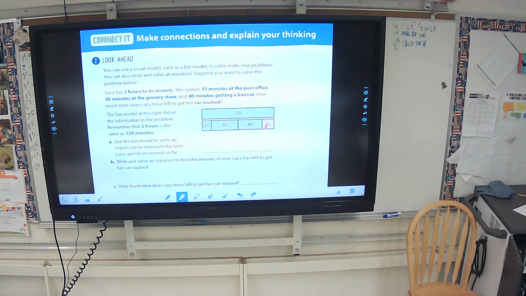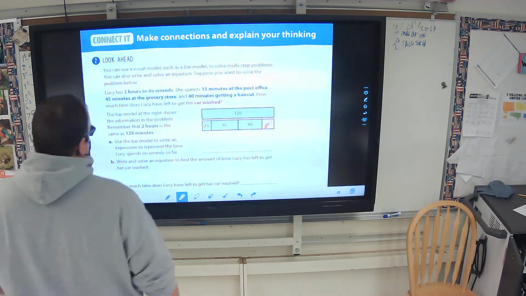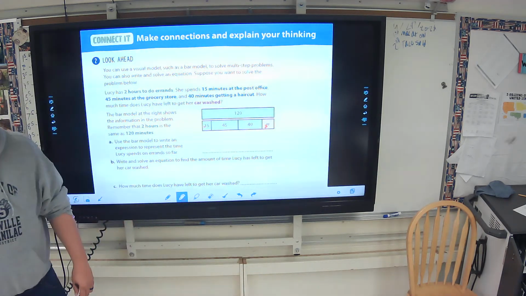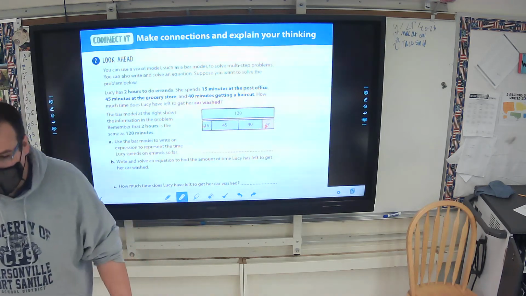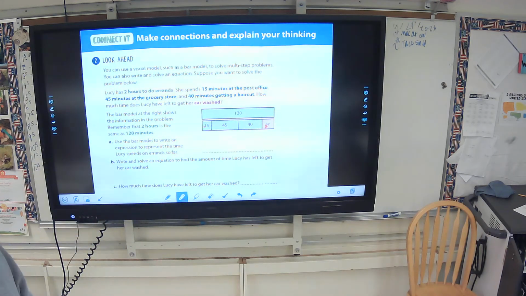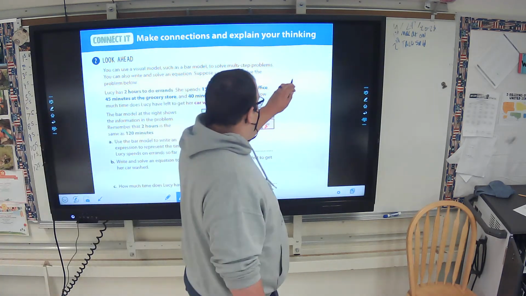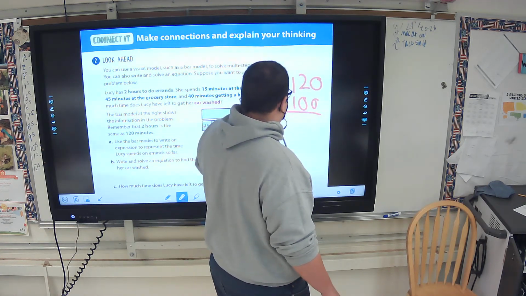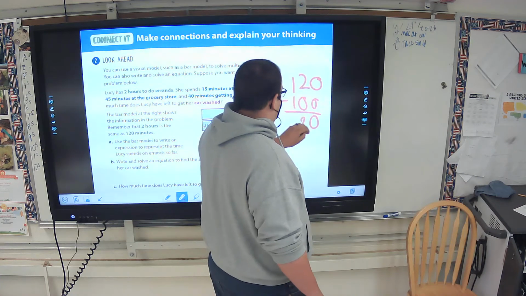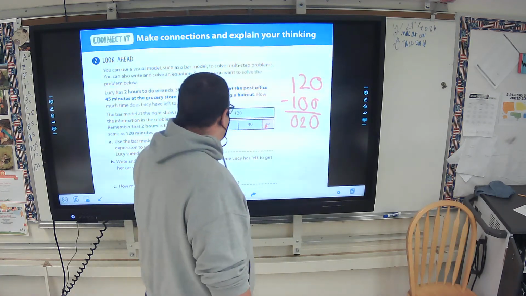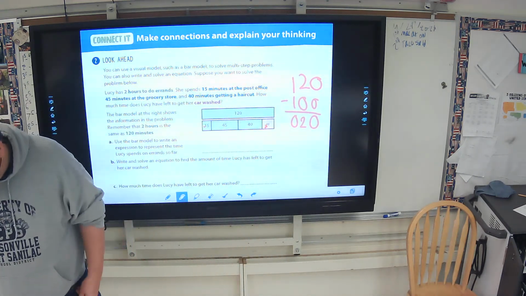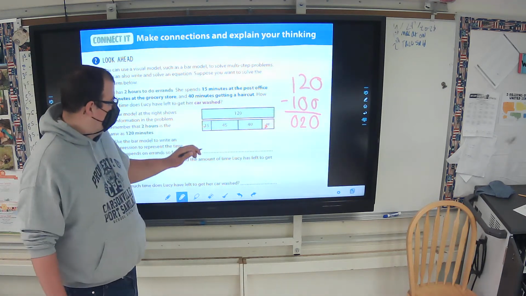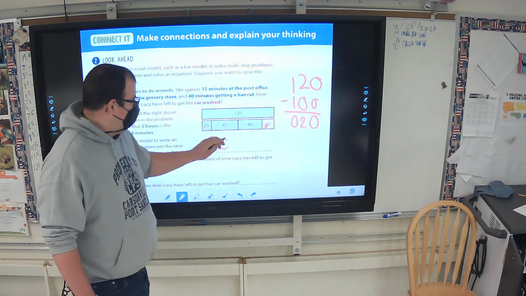So we add them all up. 15 plus 45 is 60, right? And 60 plus 40 is 100. So then we're going to take 120 minus 100, which is 20, right? So how many minutes does she have at the car wash? I thought it was 95 minutes. No. 20. She has 20 minutes.